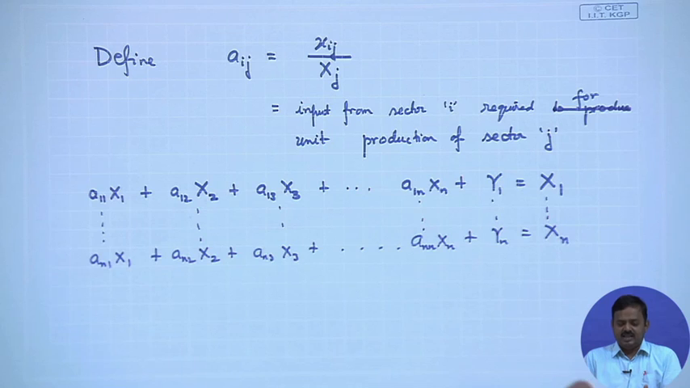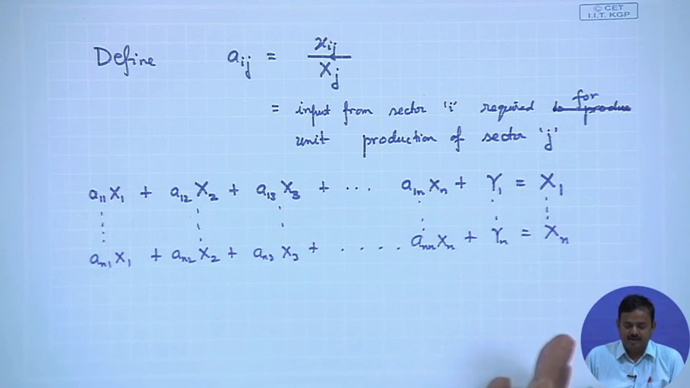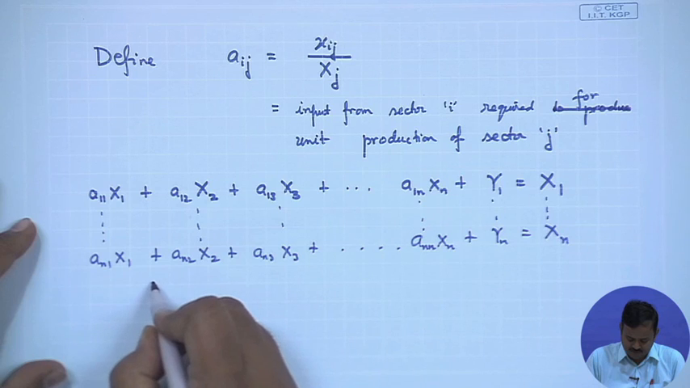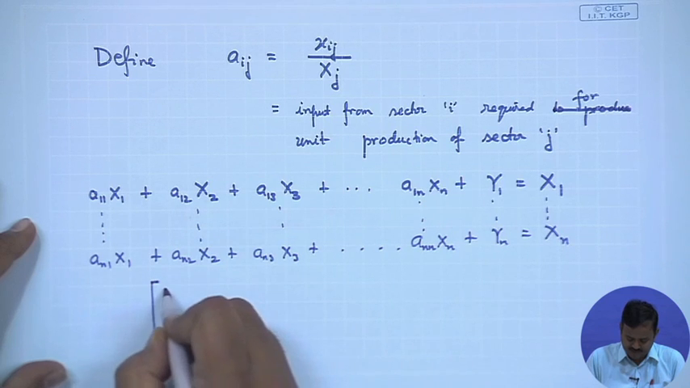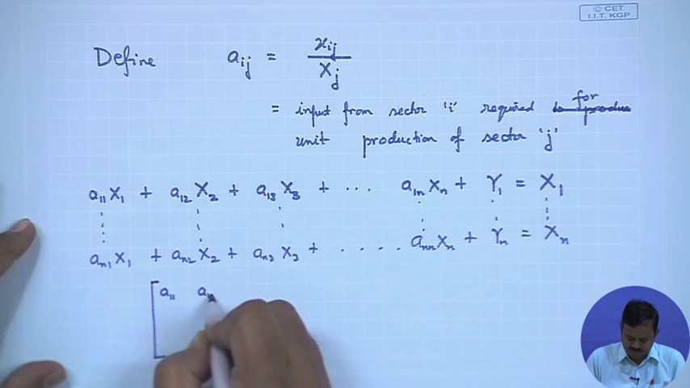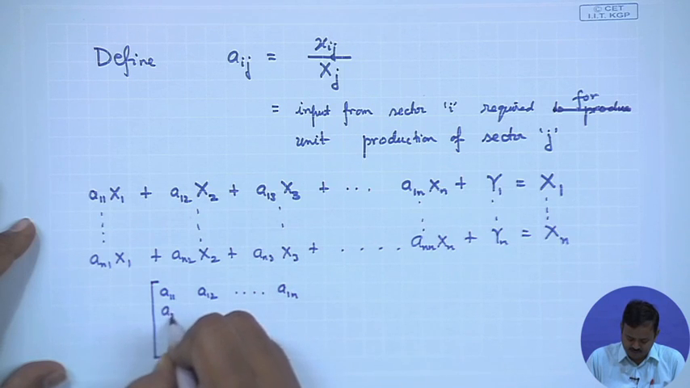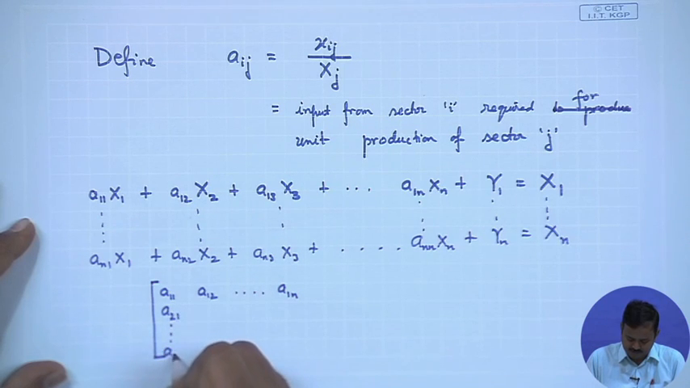Okay. So, this now can come in the same manner. This also can be written therefore as the matrix with entries A11, A12, up to A1n, A21, up to An1, Ann, and like this.